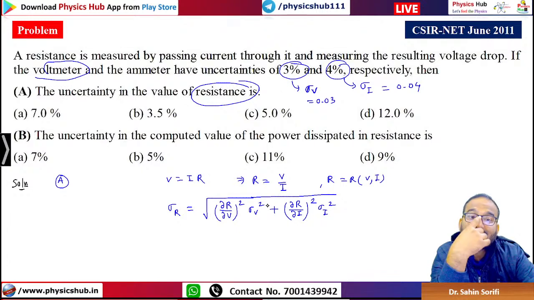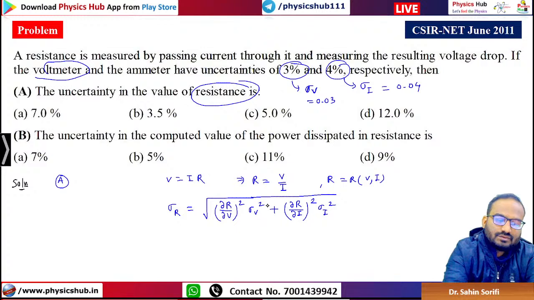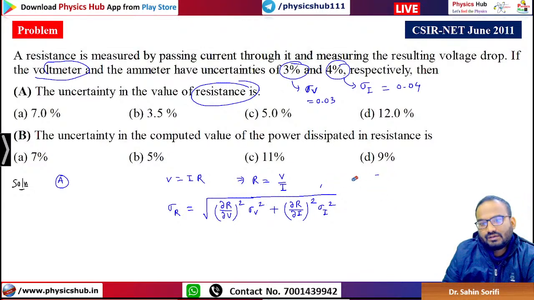Look, only uncertainties are given. So we do not need to apply this much. We do not need the error propagation formula. We can just simply calculate the percentage, right?